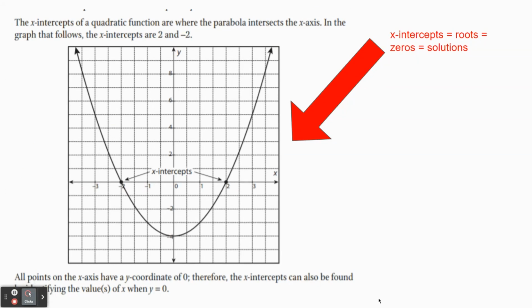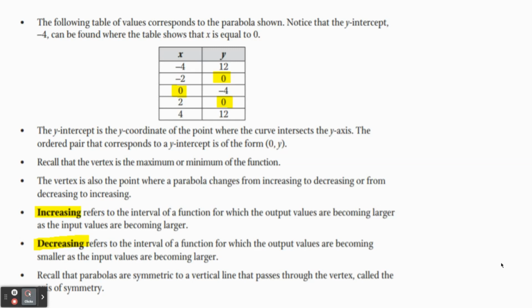The x-intercepts of a quadratic are where the parabola intersects the x-axis, or in other words, when y is equal to 0. Here we have x-intercepts of (-2, 0) and (2, 0). The x-intercepts have several different names like roots or zeros or solutions. Here's a table of values where we can pinpoint some of the x and y intercepts. Remember, if you want to find a y-intercept, the x will be equal to 0. And if you want an x-intercept, the y will be equal to 0.